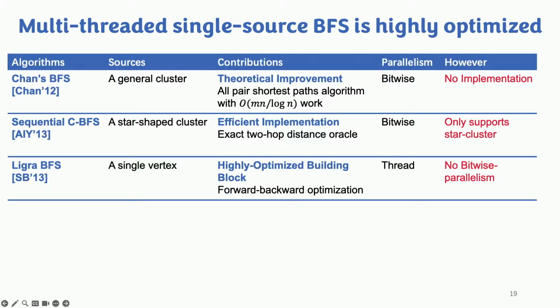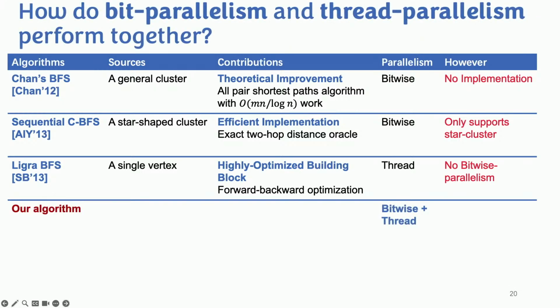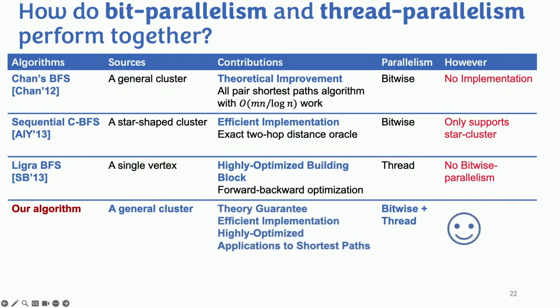But surprisingly, we know of no prior work that combines both bitwise and thread-level parallelism. Our parallel cluster BFS is the first one that combines both bit-level and thread-level parallelism, and we support general clusters rather than star-shaped ones. Our algorithm has theoretical guarantees, has an efficient implementation, and is fully optimized using the known optimizations in parallel BFS. And we also find a very interesting application on shortest paths that can benefit from this algorithm.